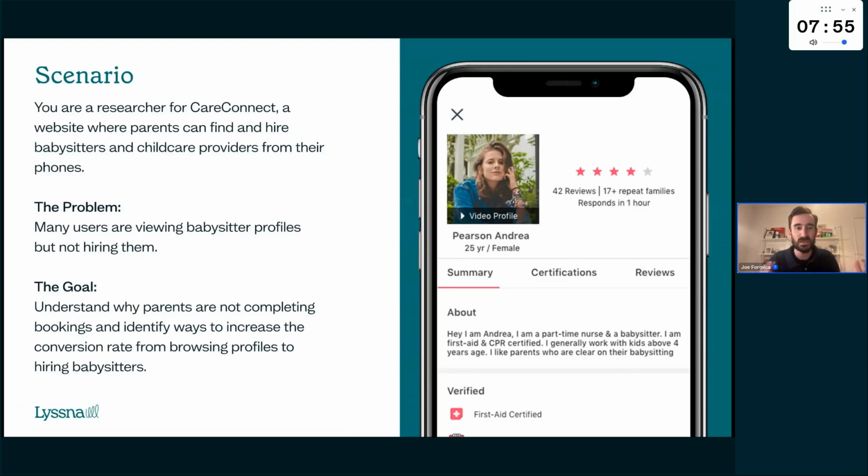Maybe the goal of the business and the team at Care Connect and across the board is to improve that conversion rate. And as researchers, our goal is probably going to be more about understanding why parents aren't completing bookings, and maybe identifying some ways to increase the conversion rate from people who are just browsing profiles and seeing potential babysitters or caregivers, figuring out why, and improving the motivation or the trust or whatever factors for them to turn into paying customers and actually hire someone.